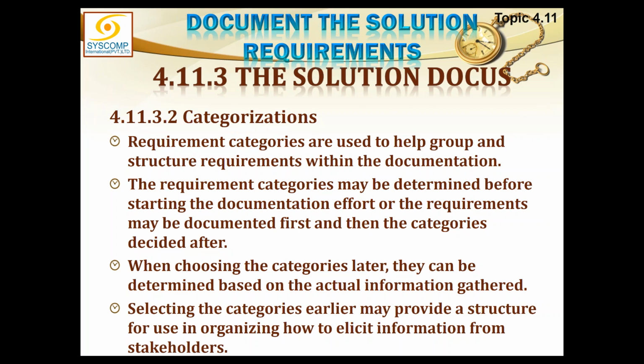The requirement categories may be determined before starting the documentation, or the requirements may be documented first and then the categories decided, whatever you want to do. But then you have already created the documents and now you are putting them in order, or you have decided the order beforehand and now you are writing the documents according to that index. When choosing the categories later, they can be determined based on the actual information gathered. Selecting the categories earlier may provide a structure, an index for use in organizing how to elicit information from the stakeholders.